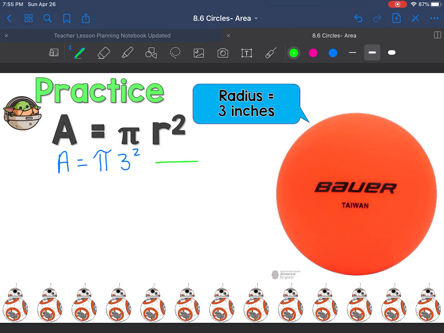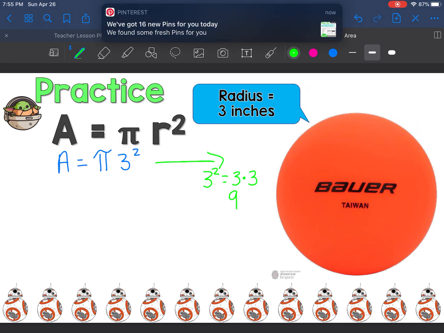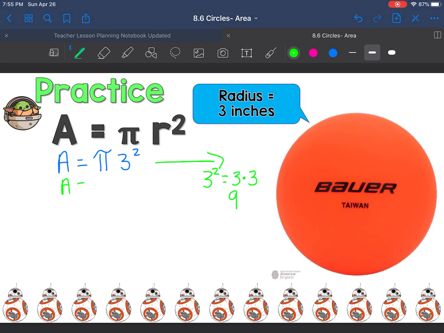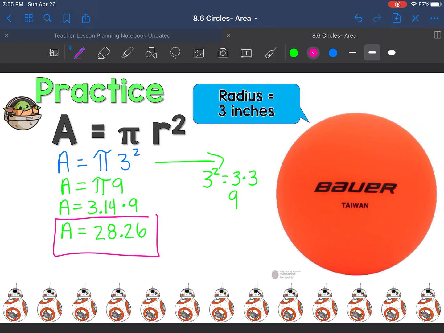Now, let's come over here and take a look at 3 squared. What 3 squared tells me is that I'm going to do 3 times 3. And what is 3 times 3? That's 9. So now I have area equals pi times 9. Now remember from last class, for pi we're going to use 3.14 times 9. And when I hop on my calculator and punch that in, that's going to give me an area of 28.26. And I have just found my area.